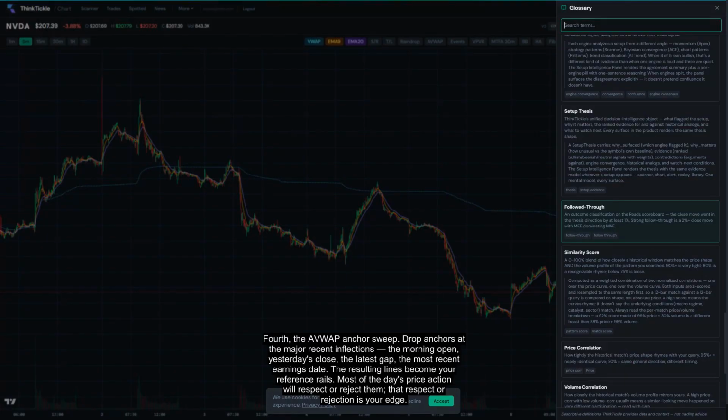Fourth, the AVWAP anchor sweep. Drop anchors at the major recent inflections, the morning open, yesterday's close, the latest gap, the most recent earnings date. The resulting lines become your reference rails. Most of the day's price action will respect or reject them, that respect or rejection is your edge.